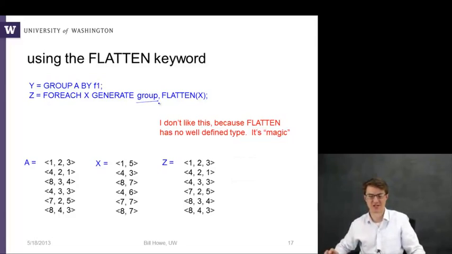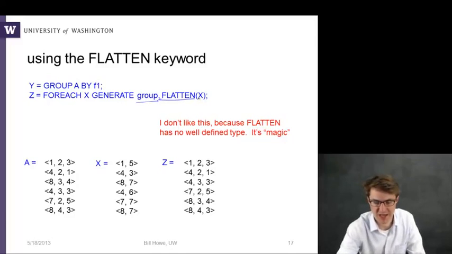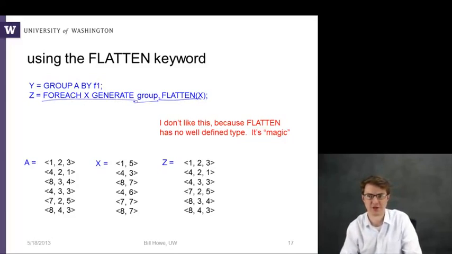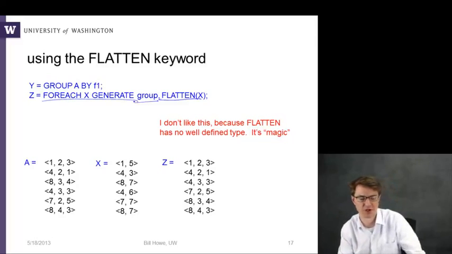I don't really like this because just using the keyword flatten changes the semantics of the foreach and generate. I think it's a very, very confusing way of doing it. It's hard to explain the principle going on here. Just memorize what it does. Practice with it and memorize what it does.